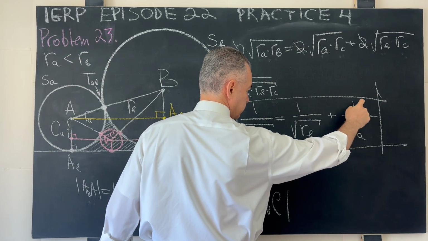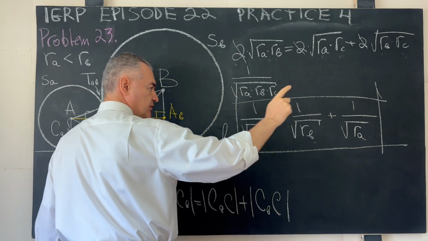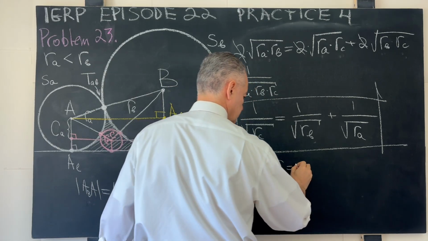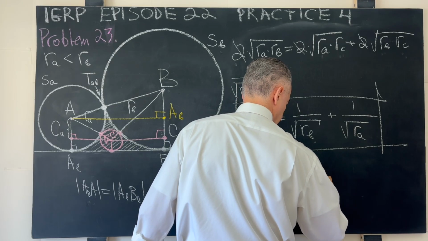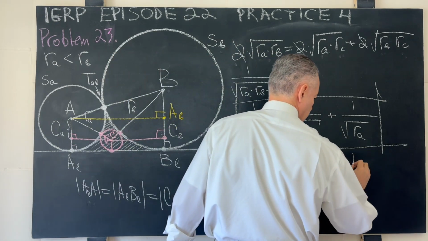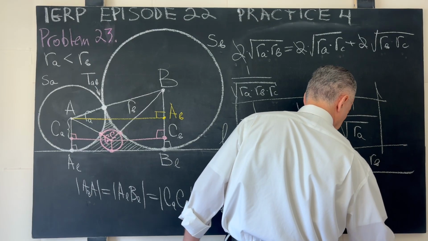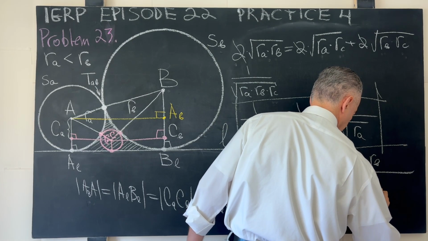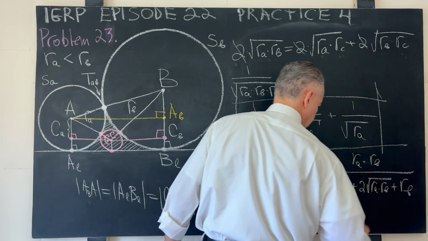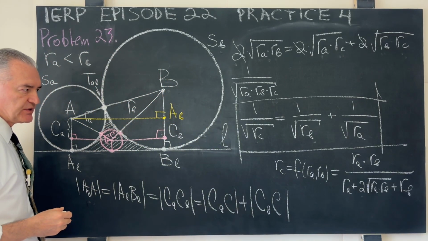Square root of RA plus square root of RB over the product, flip and square, so your RC as a function of the radii RA and RB will be equal to what? RA times RB divided by RA plus twice the square root of RA times RB plus RB if you have to, but I'm not sure if that's more revealing than this.